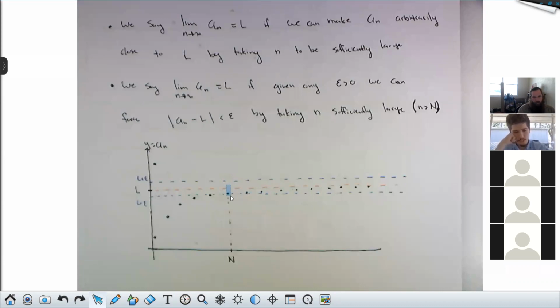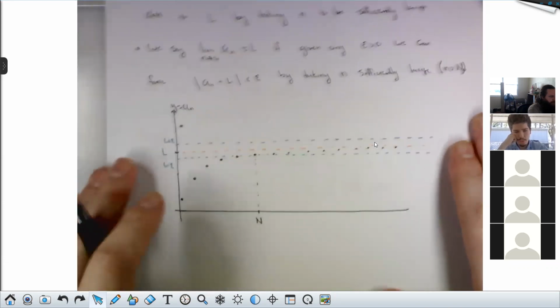So here's the black and here's the orange. The distance from AN to L here is this distance. From AN to L here is this distance. From AN to L here is this distance. As long as all of those distances are smaller than epsilon, when you go past a certain point, then that's what it means to say that the sequence is convergent. That's what it means to say this inequality is satisfied. And this inequality needs to be satisfied for any epsilon. In other words, what we're talking about here are horizontal asymptotes.